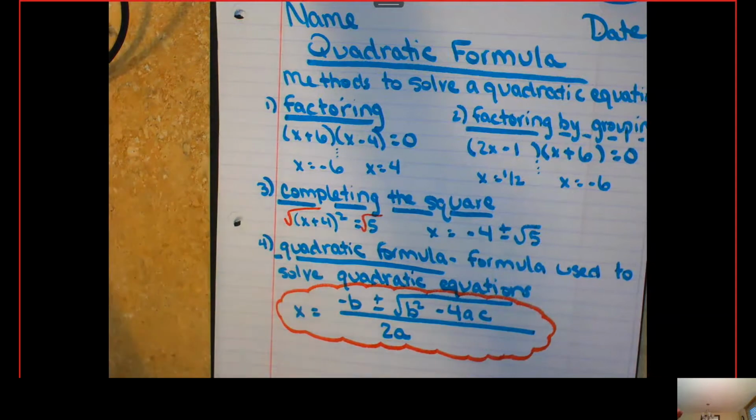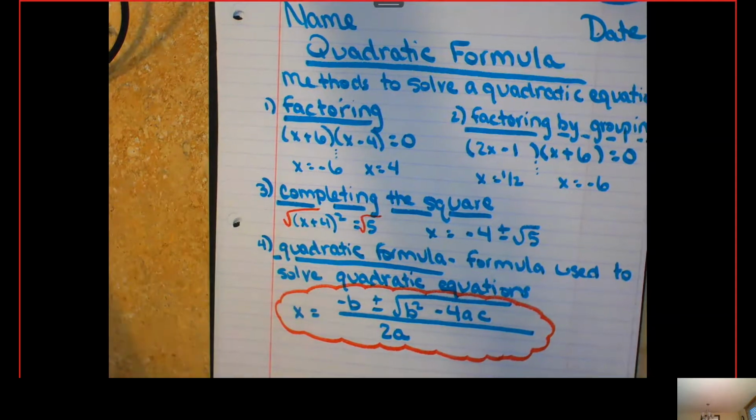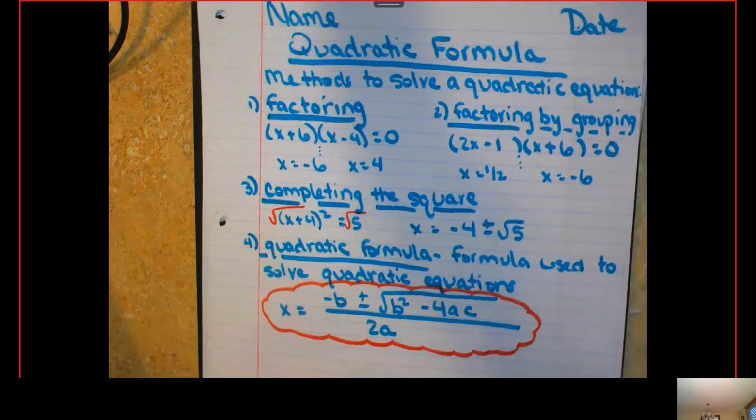The nice thing about this is, if we're taking the Regents, they give you this formula, you don't have to memorize it. So we are going to use this formula when we get the equation to look like this. So I'm going to write on the side ax squared plus bx plus c equals 0. I'll give you a second to write that.